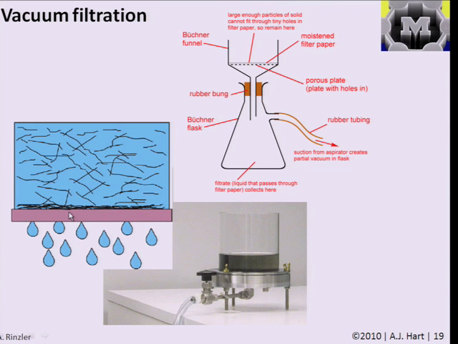Also, if there are impurities in the solution that are smaller than the nanotubes, and also smaller than the pores in your filter, you could choose the pore size, so you might be able to pull the impurities through and leave the nanotubes behind.